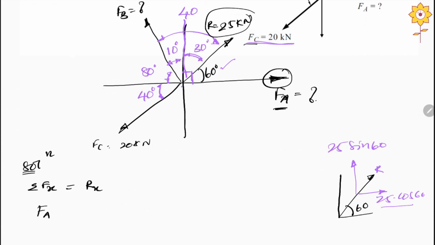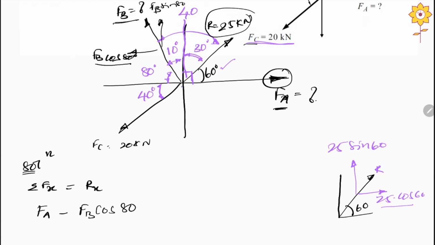Now we have FB as well. FB is making an angle of 80 degrees with this horizontal axis. If you want to resolve this, it will be resolved as FB cos 80 degrees, and FB sin 80 degrees. So we have to write FB cos 80, which is moving from right to left, so it will be minus FB cos of 80 degrees.